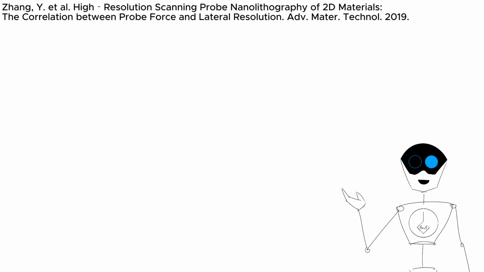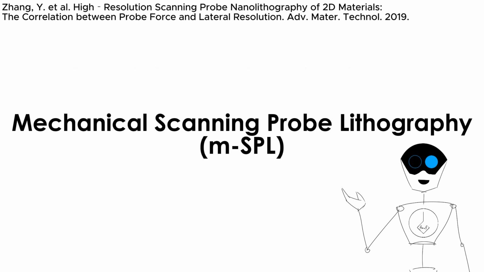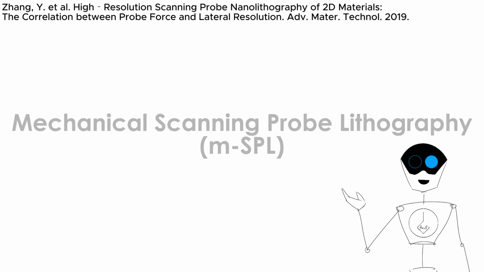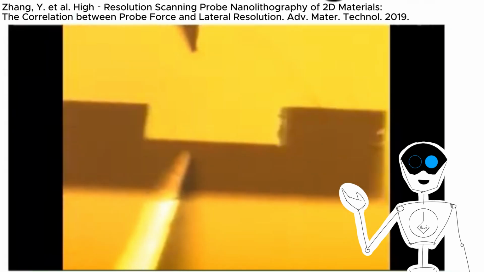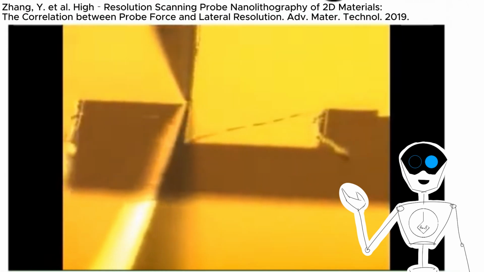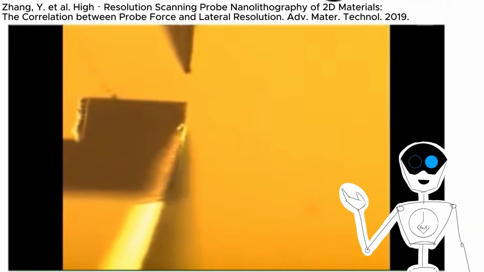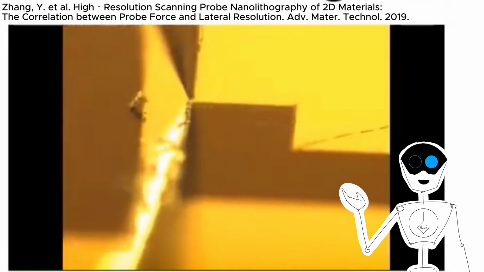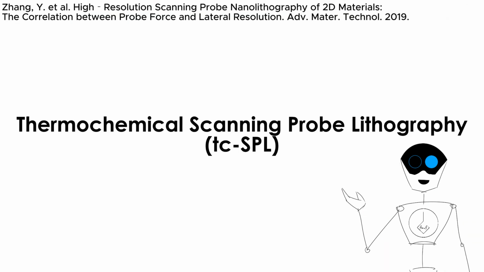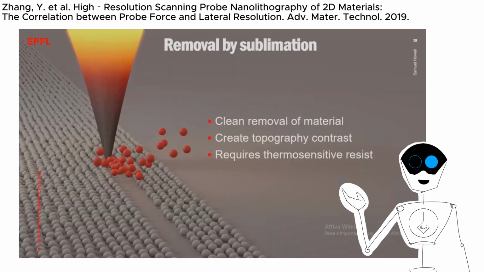For example, mechanical scanning probe lithography, MSPL, is the most basic form of SPL, in which the direct application of force by the probe induces the removal of material from a surface. The process results in nanoscale writing. Thermochemical scanning probe lithography, TCSPL, employs a heated probe to initiate a localized, thermally driven chemical reaction.